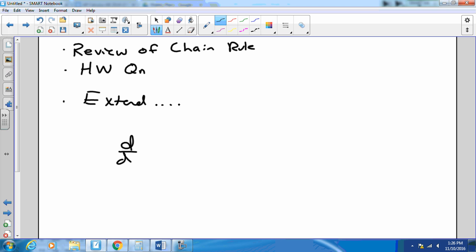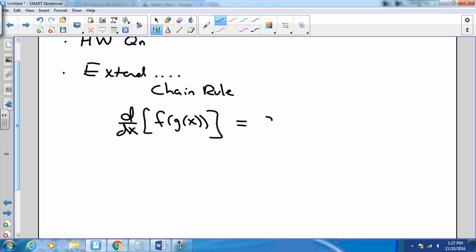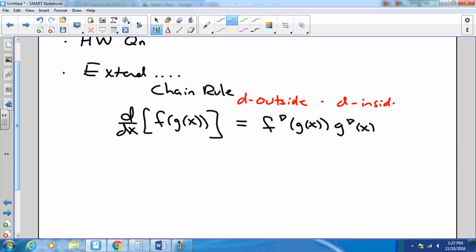So, yesterday we took a look at the derivative of compound functions f of g of x. And our derivative rule that covers this is called the chain rule. And we'll see why it's called the chain rule today with our examples. And what we found yesterday is that the derivative of f of g of x is f prime of g of x times g prime of x. Or as we like to call it, the derivative of the outside times the inside.